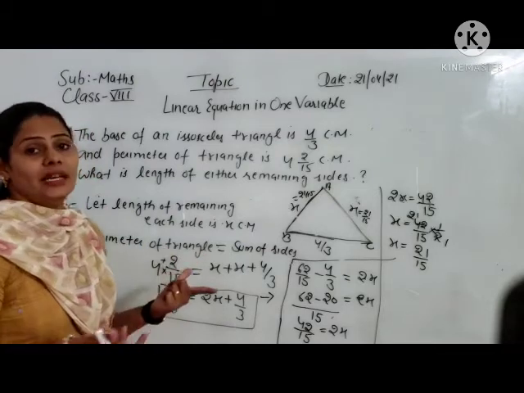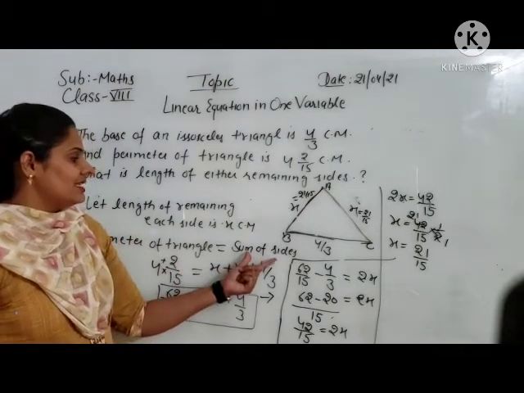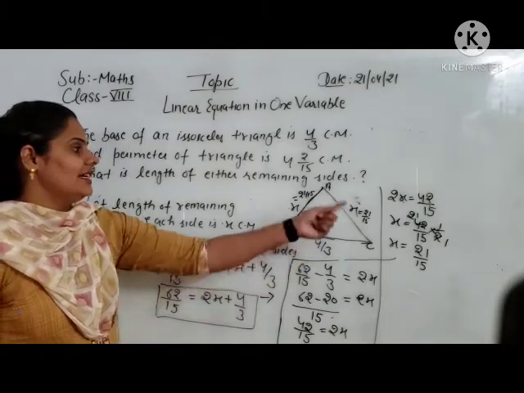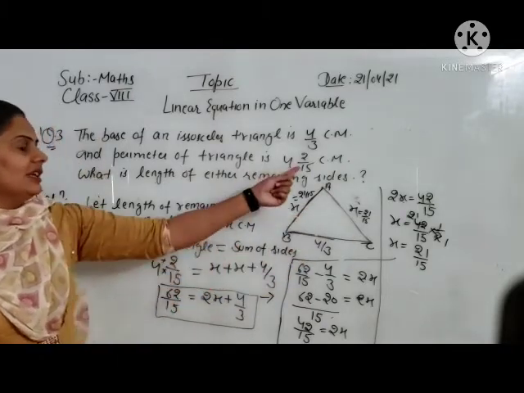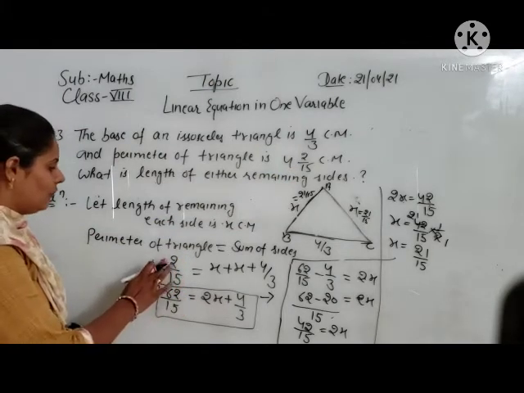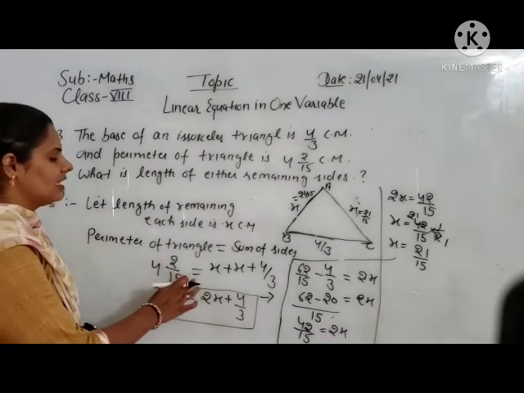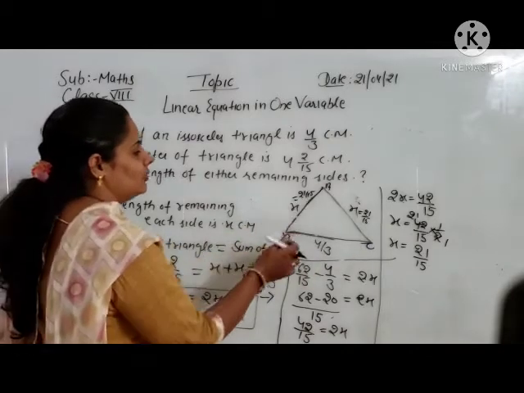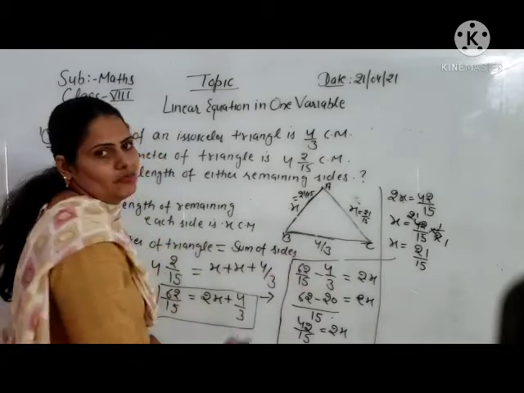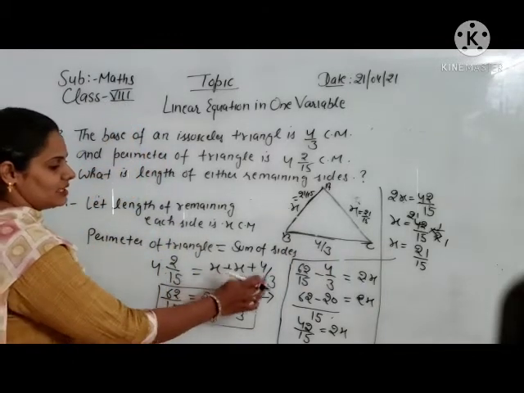In a triangle, how many sides are there? 3 sides. So the perimeter is the sum of lengths of all the sides. The perimeter of the triangle is given as 2 by 15, so at the place of perimeter you can put 2 by 15, equal to the sum of lengths of all the sides. This one you have assumed x, this one is again x, and this is 4 by 3. So x plus x plus 4 by 3.